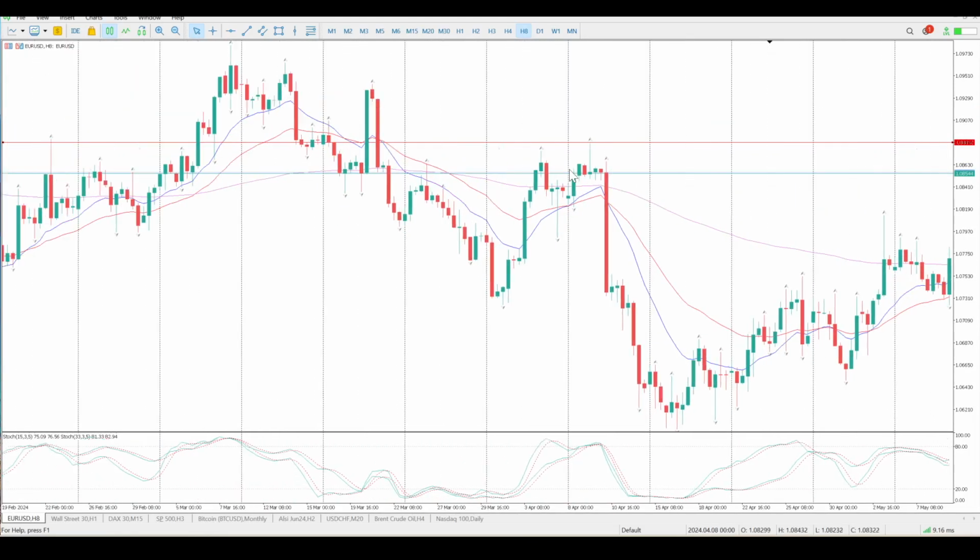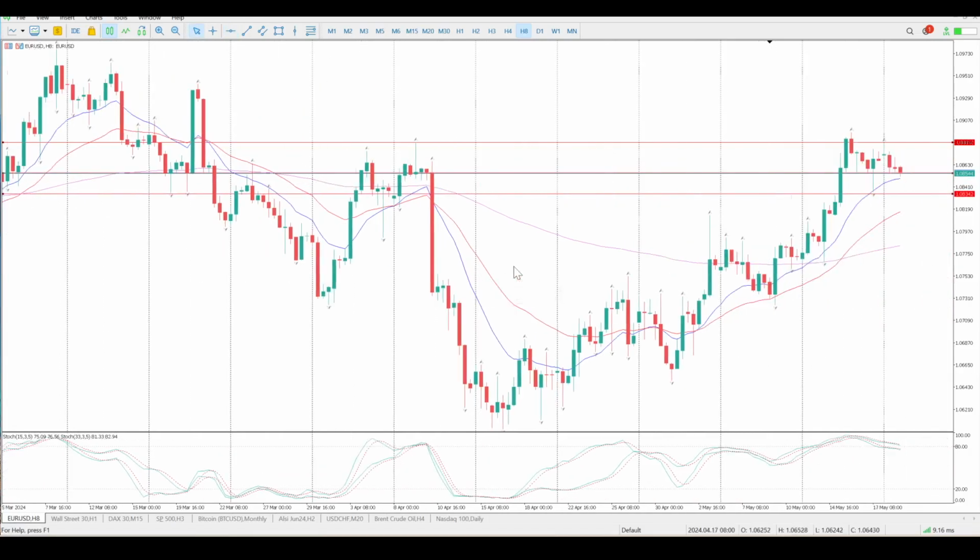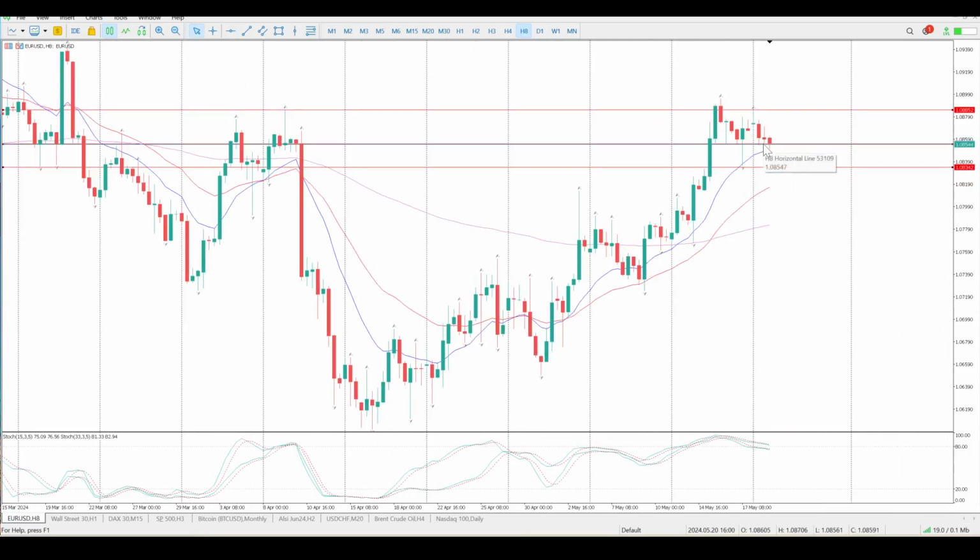If we just keep heading left, you'll see there are a number of potential areas where we can find support. So this zone between 108.547 and 108.342, yeah, that is the area of interest for me. It would be nice to get a deeper pullback, and a deeper pullback would be something like that at 108.123.